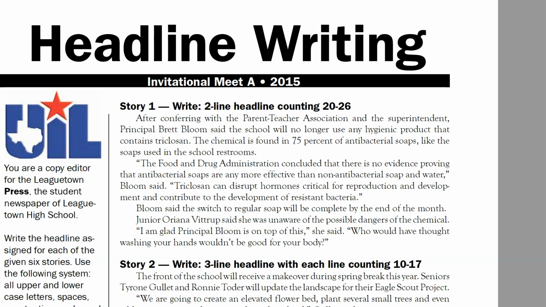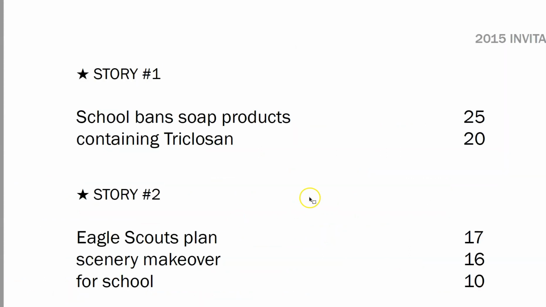So let's take a look now down at the actual sample answer. If you look here on the sample answers, you'll see it gives you the count here too. So it did not go past 26 and it reached 20 on this one. So this headline's good to go. Let's see how they handled it. School bans soap products containing triclosan. Looks like it hits all the information that's important. If someone read that headline, they would understand at least the general idea of what is happening, and they can read more in that story to find out more. School bans soap products containing triclosan.